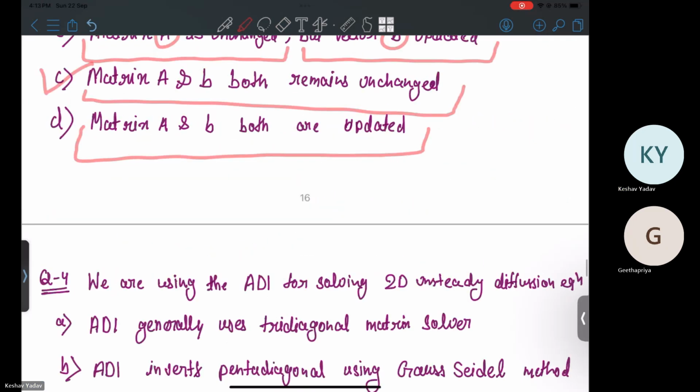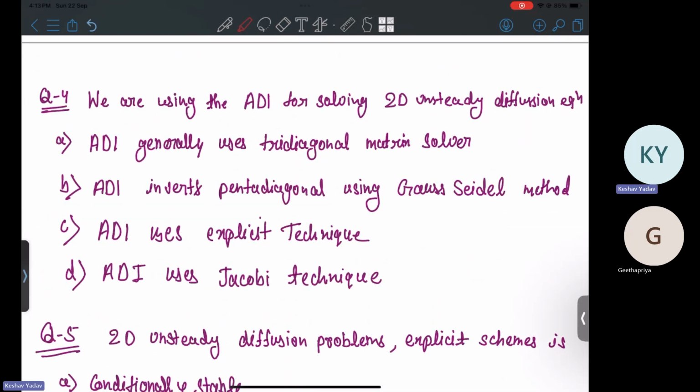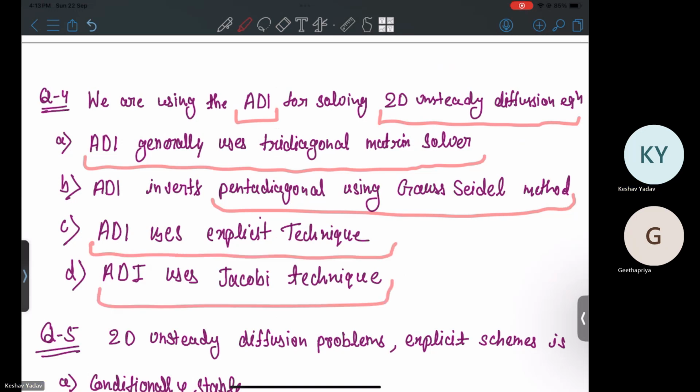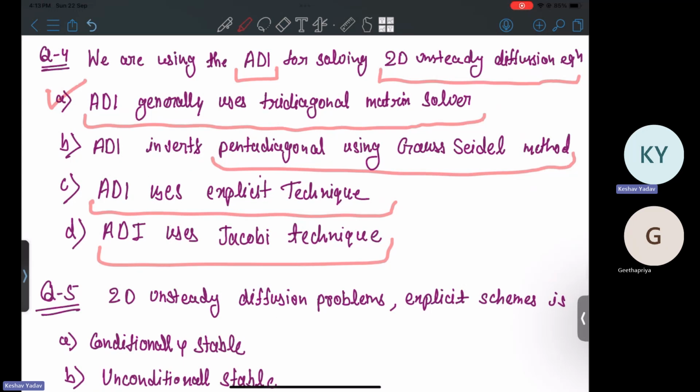Good. Now the next question. While using ADI for solving the 2D unsteady diffusion equation, does ADI generally use a diagonal matrix solver, or a pentadiagonal matrix solver, or the Gauss-Seidel method, or explicit techniques or Jacobi iteration? Diagonal it will be. What we do in ADI is go with two steps. First we go from n to n plus half, then from n plus half to n plus 1.